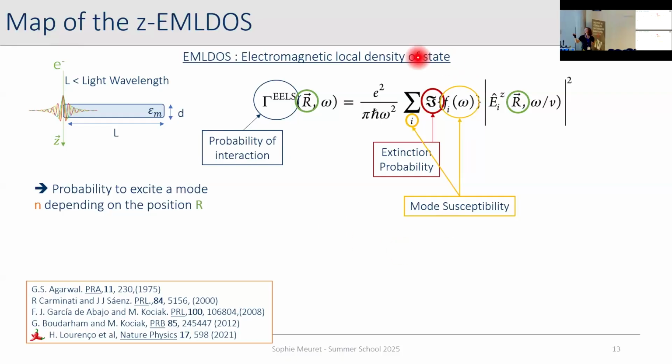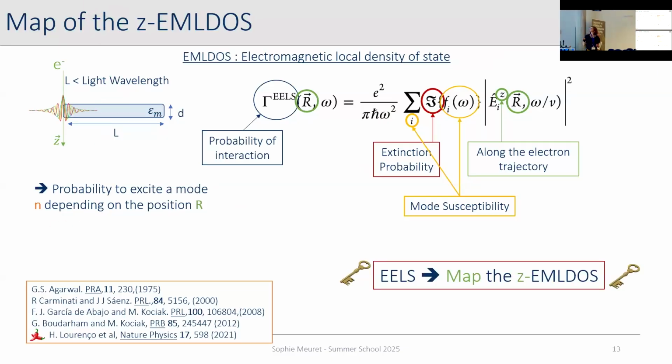You have what we call the mode susceptibility, which is basically how easy it is to populate this mode with your electron. And as you can see, it of course depends on the frequency, so which wavelengths you are looking at. And this is really, really important: I'm only sensitive to the electric field along the electron trajectory. So we're actually looking at the electromagnetic local density of states in the Z direction, the Z component here.